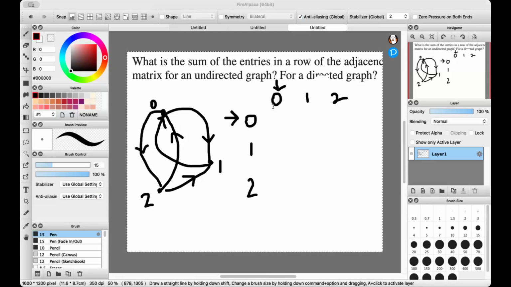Suleiman, can you confirm real quick? Is it from row to column? Yeah, row to column.